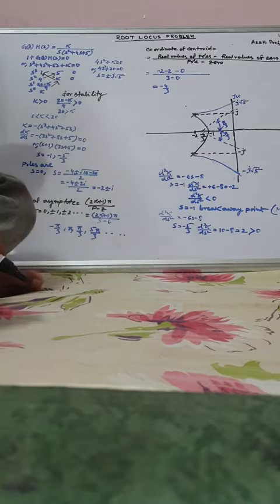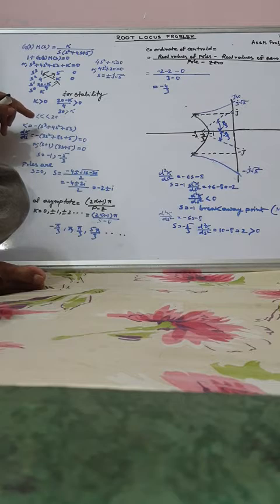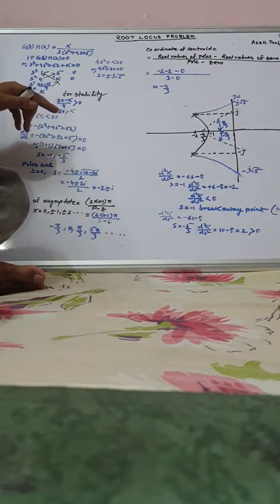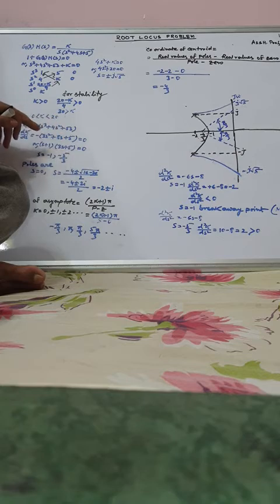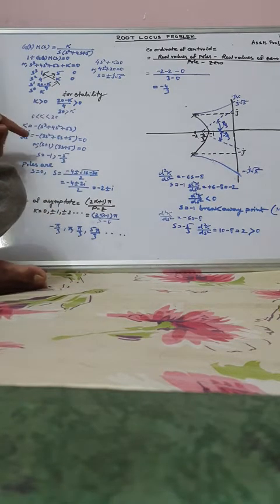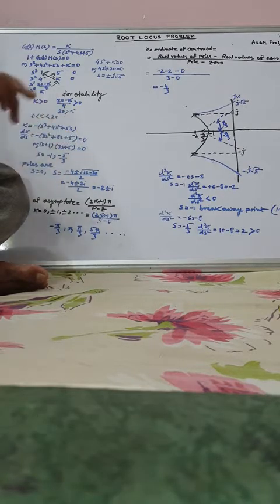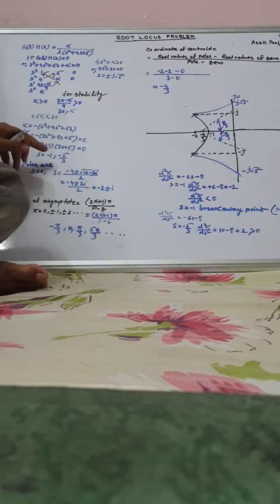Now let's find dK by ds. K is equal to minus (s cube plus 4s square plus 5s). So let's take dK by ds. This is minus (3s square plus 8s plus 5). Let's make dK by ds equal to 0. So (s plus 1) into (3s plus 5), by middle term factorization, is equal to 0. So s has two values, minus 1 and minus 5 by 3.